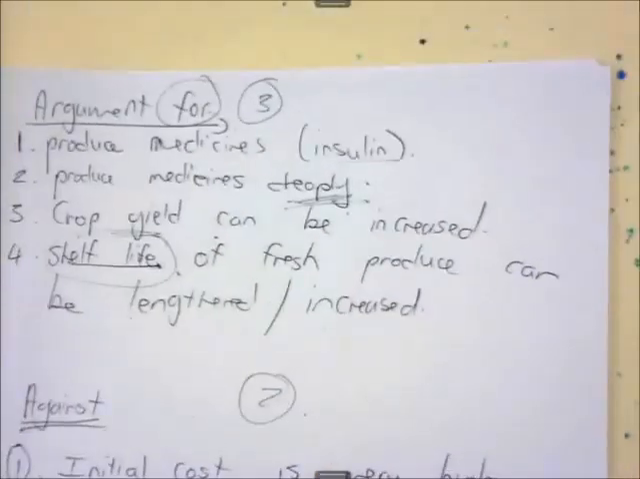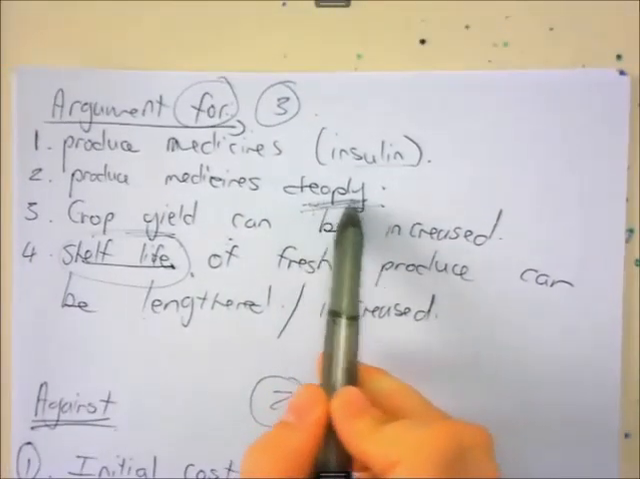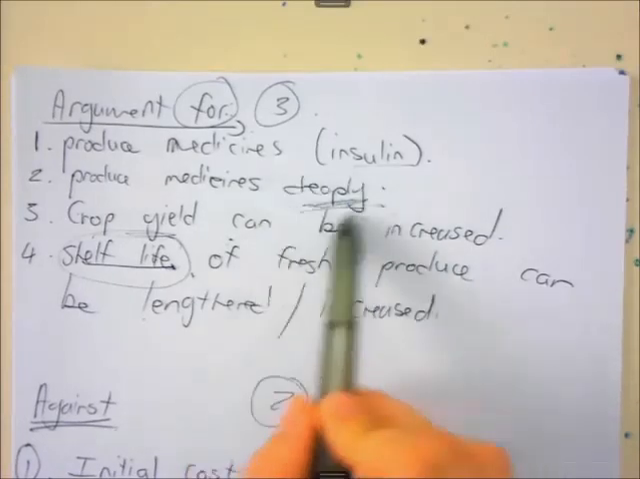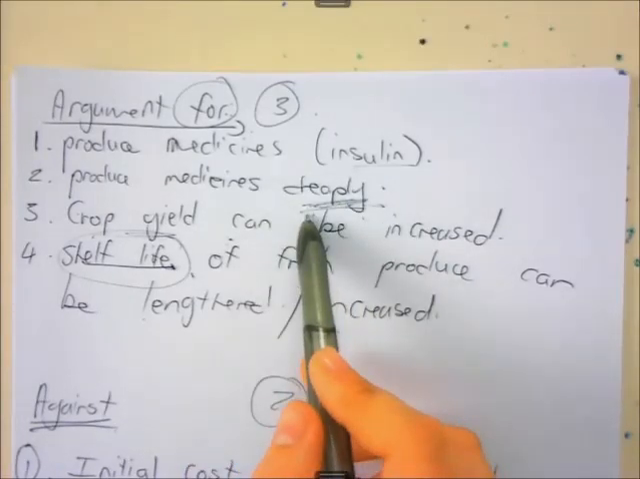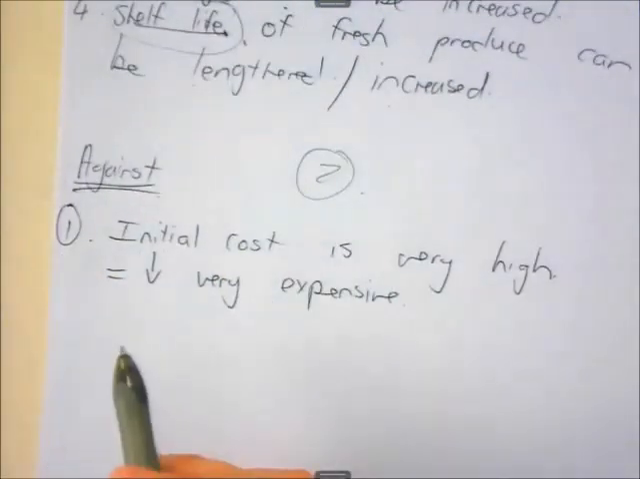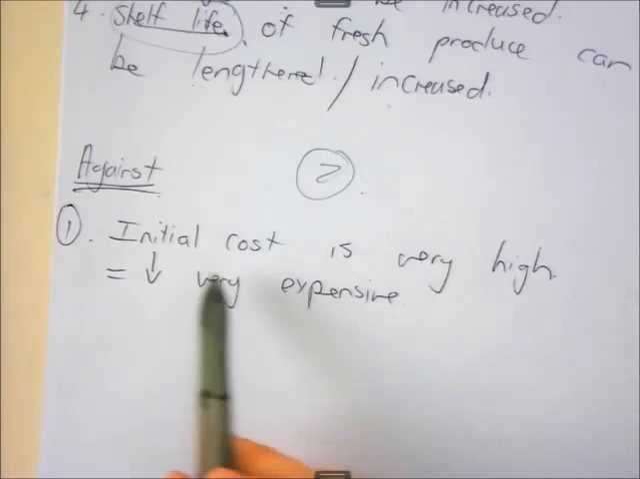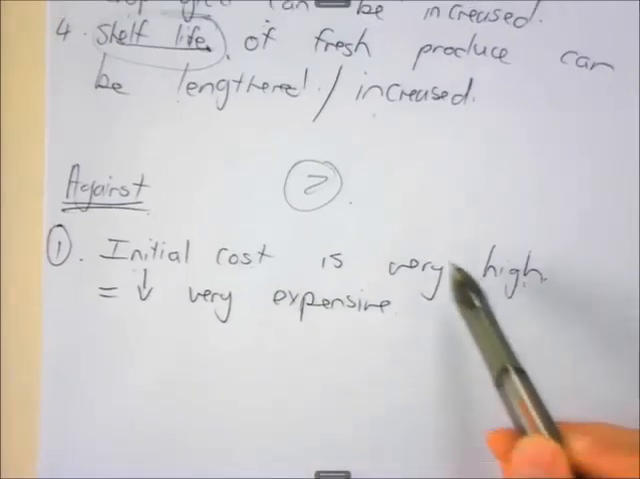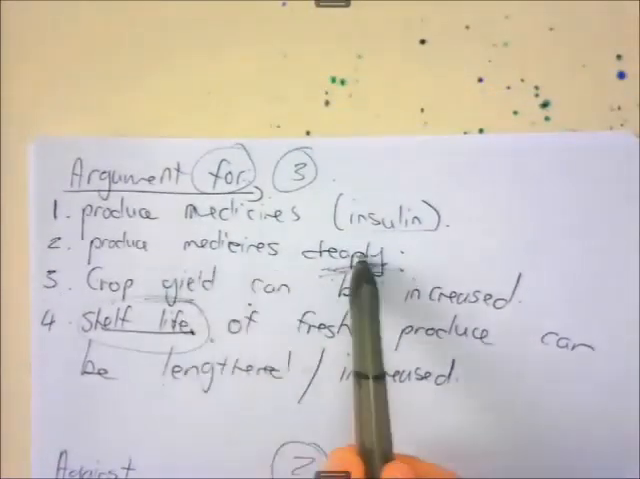Okay, so it sounds almost contradictory. We've just said over here, as an argument for genetic engineering, that it's actually quite a cheap way in which to make medicine. One of the things you could use as an argument against is that the initial cost is very high. But once that has been done, then it can actually be used as an argument for genetic modification.